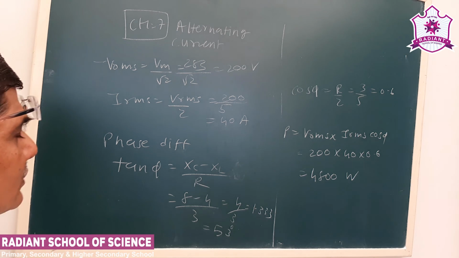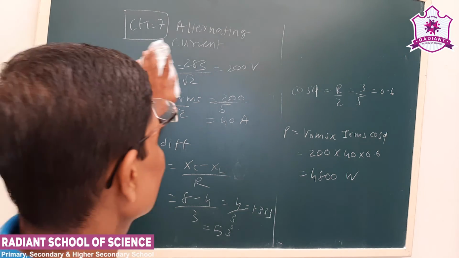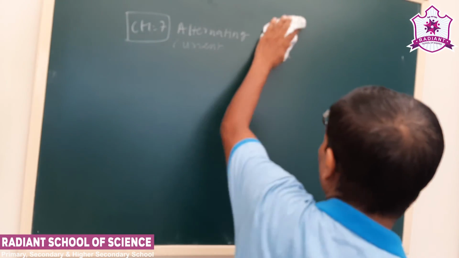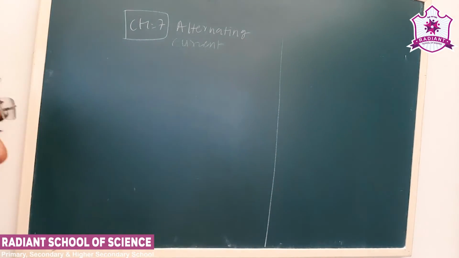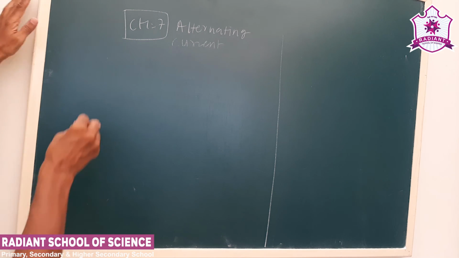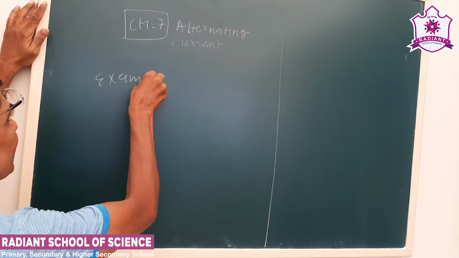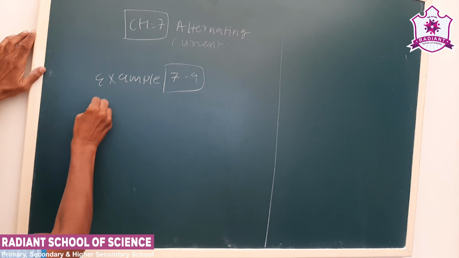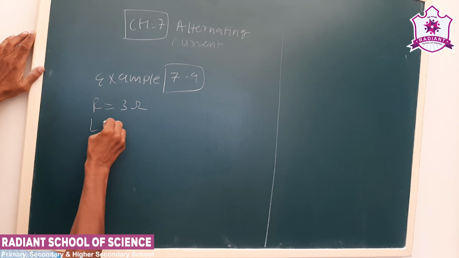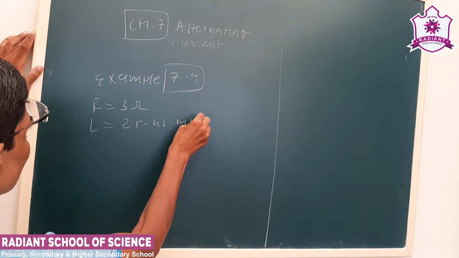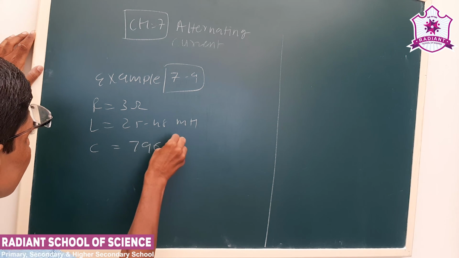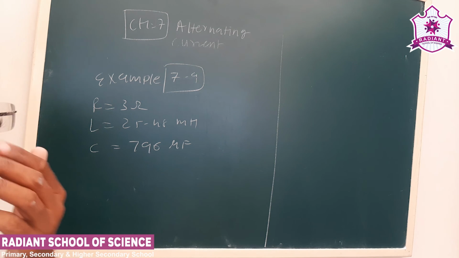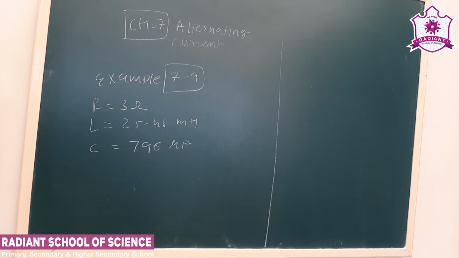Now see, our example number 7.9 is a continuation of example number 7.8. So next we have to take example number 7.9. Now see, the data remain the same. R is 3 ohm, L is 25.48 millihenry, C is 796 microfarad. Only thing we have to vary is the frequency in such a way that we get a resonance.